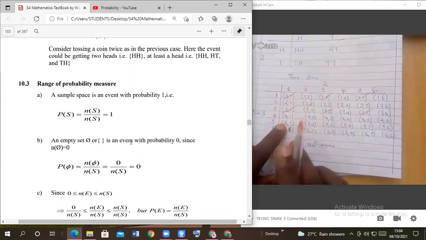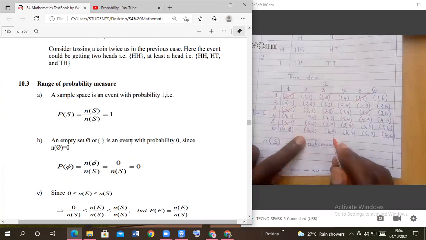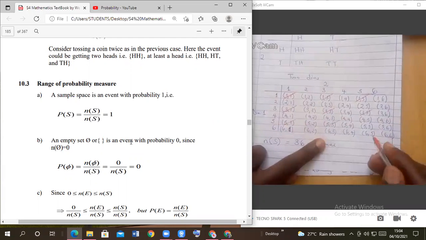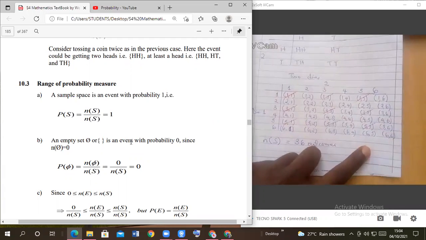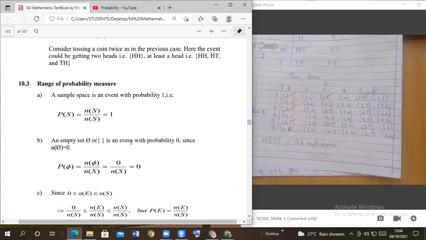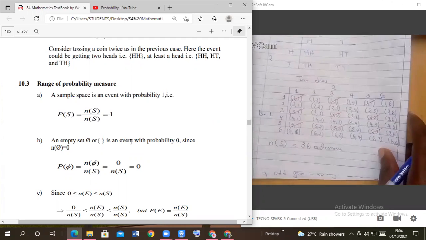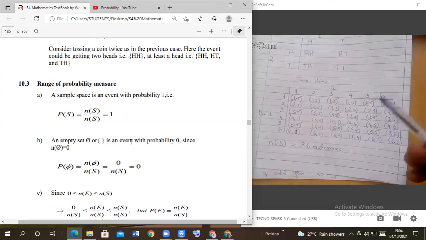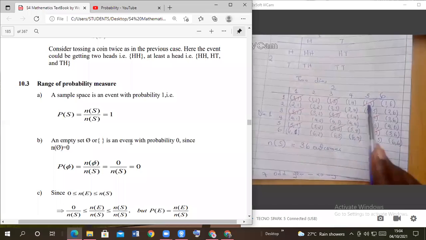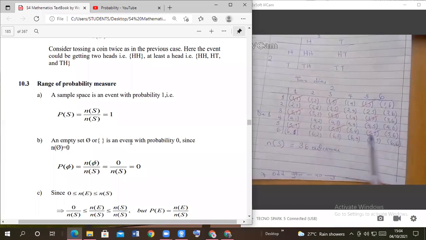We come to 5. 5 and 1, yes. 5 and 3, yes. Then 5 and 5. Have you seen that? How many are there? 1, 2, 3, 4, 5, 6, 7, 8, 9. There are 9.